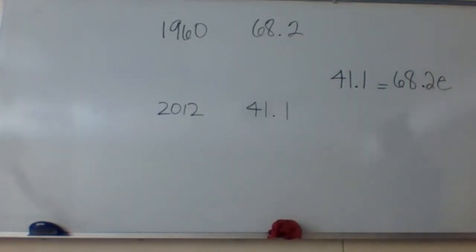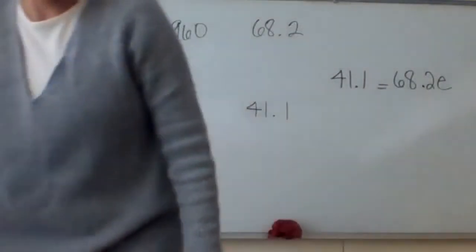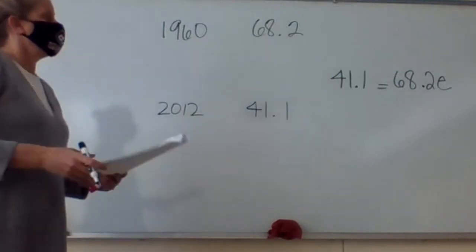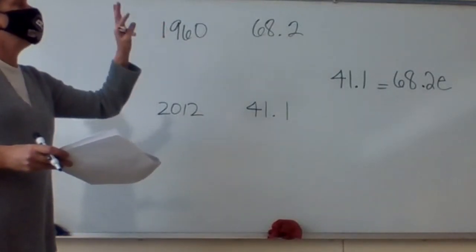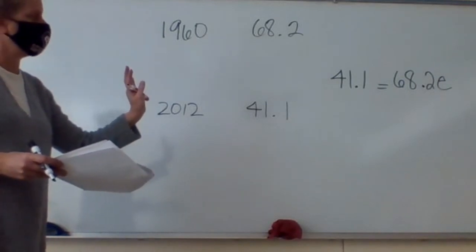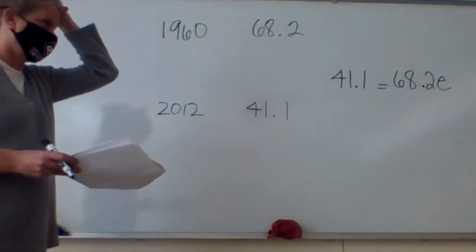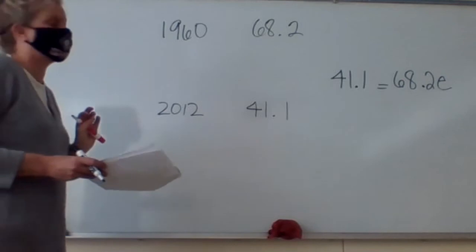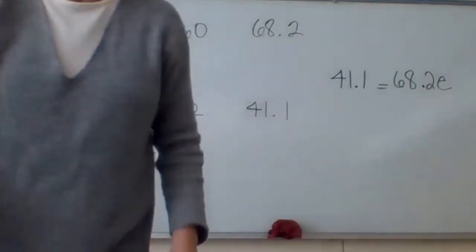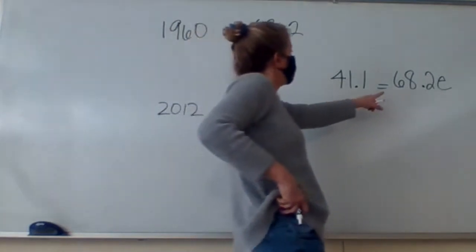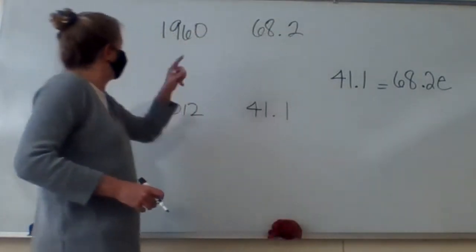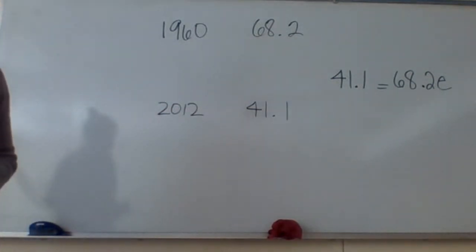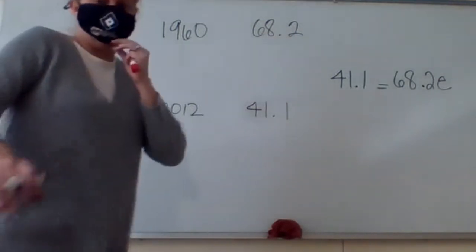e. Now let's see, my exponent needs to be negative because it's declining, right? So let's see, my kt, I don't know what k is. t is the number of years. How long did it take me to get from 68.2 to 41.1? Well, it took me from 1960 to 2012. Hang on.